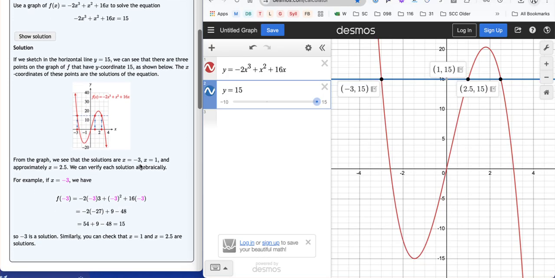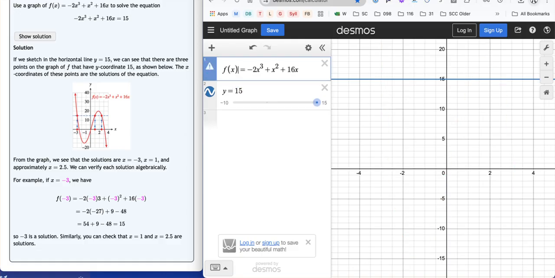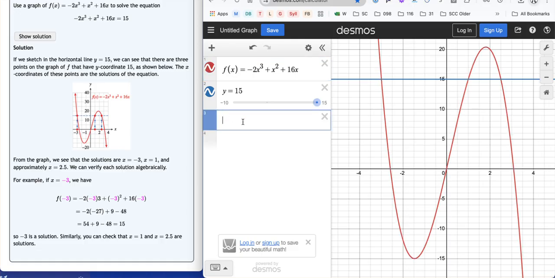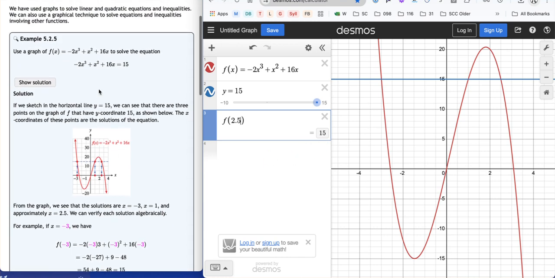And you can see here that they've checked one of these, right? We can go back and, if we need to, we can change this from y to f of x instead. And the reason I would do that is because it would allow me to do things like this. I could say take f and evaluate it at negative 3. And I can verify that that is equal to 15, and so therefore negative 3 is a solution. If I wanted, I could then look at what the value at 2.5 is. Again, it's 15. Okay, so that gives me the solution to example 5.2.5.